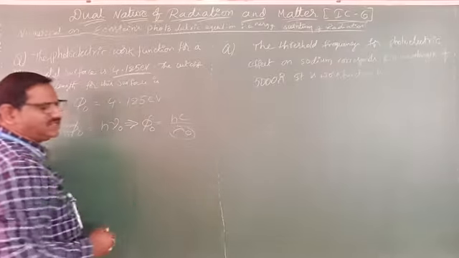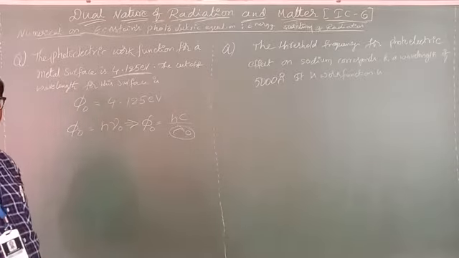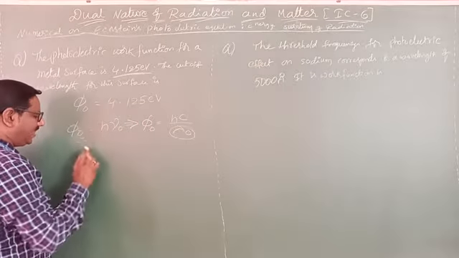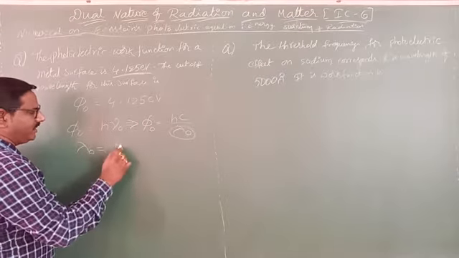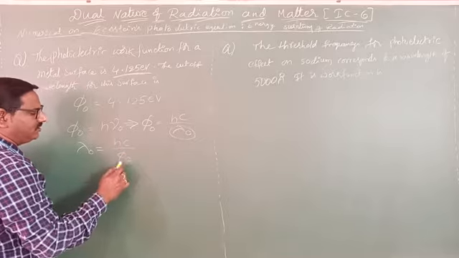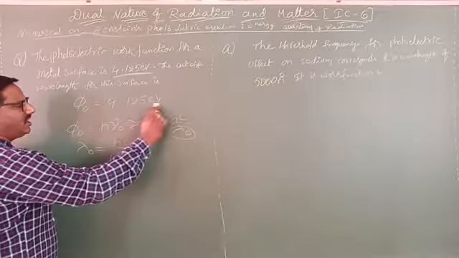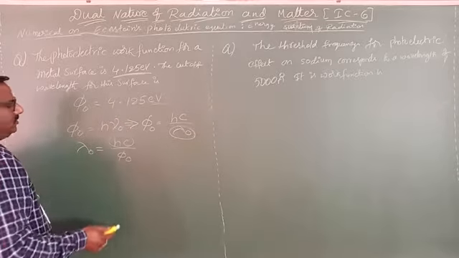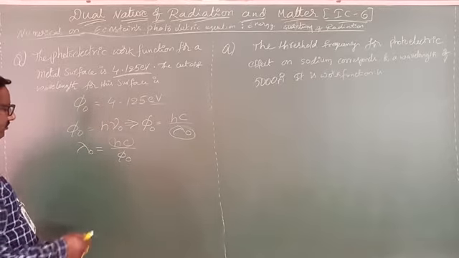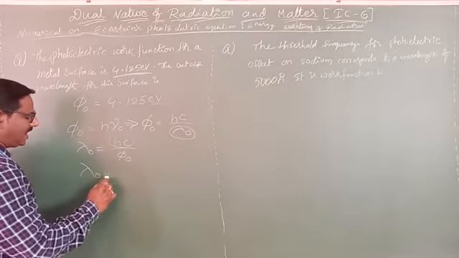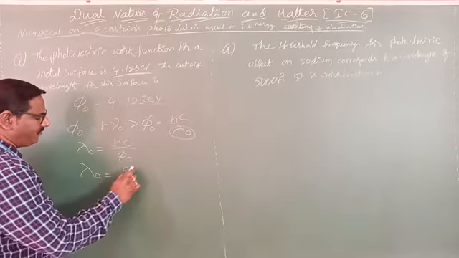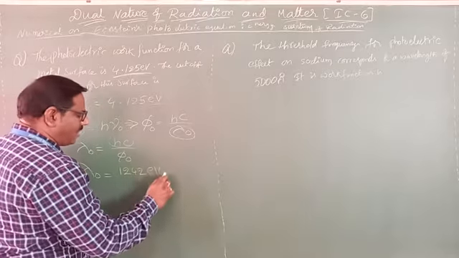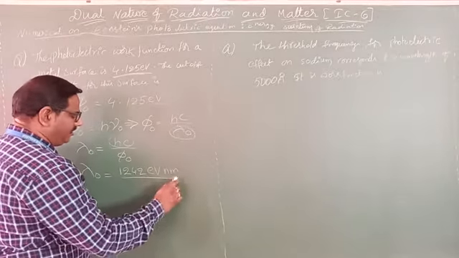Now they are asking the threshold wavelength, lambda naught. How can you measure it? I want to take this to the other side, so lambda naught equals hc by phi naught. How can you write this hc value in terms of electron volt? Very simple: lambda naught equals 12,420 eV nanometer by phi naught.